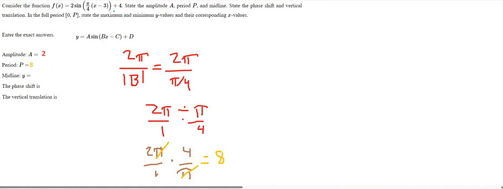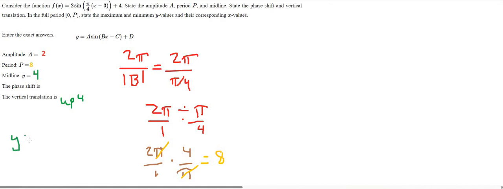The midline is going to be equal to, y is going to equal whatever this thing is out here. In this case, it's a positive 4. If that was a negative 4, we would actually write a negative 4. That's a positive 4, so we're just going to have a positive 4 there. Now, the vertical translation is also right here. In this case, when it's outside of it, it's going to do exactly what you think, up or down, exactly what you would think. So this is going to go up 4.